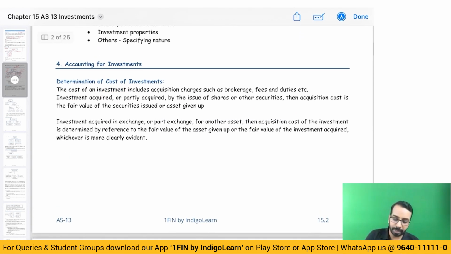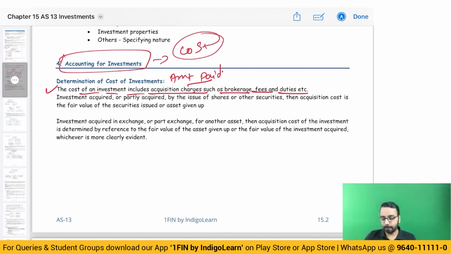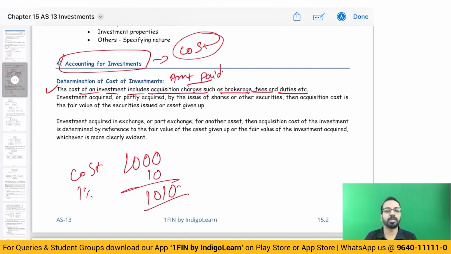Now, how do we account for investment? Initial recognition is always done at cost. Initial recognition means the first time when you recognize something, you will consider it to be at cost only. The cost of an investment includes acquisition charges. So what is that? Whatever amount you have paid plus brokerage fees, and duties, such as stamp duty or something like that. So if I have paid, let us say, 1,000 as the cost, and 1% is the brokerage, which is 10, my cost of investment becomes 1,010.